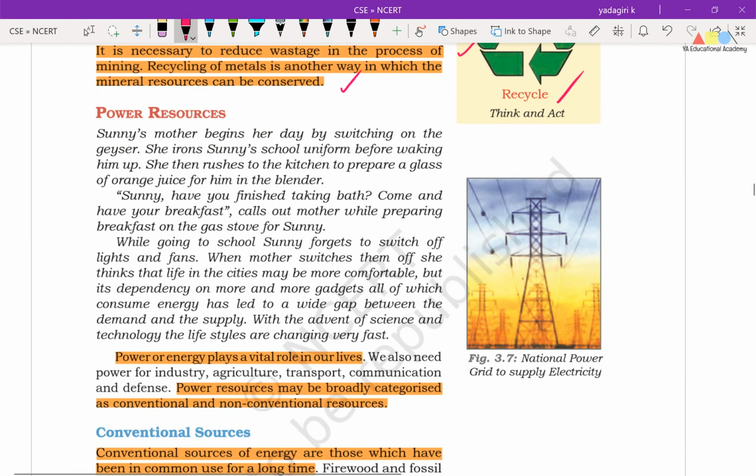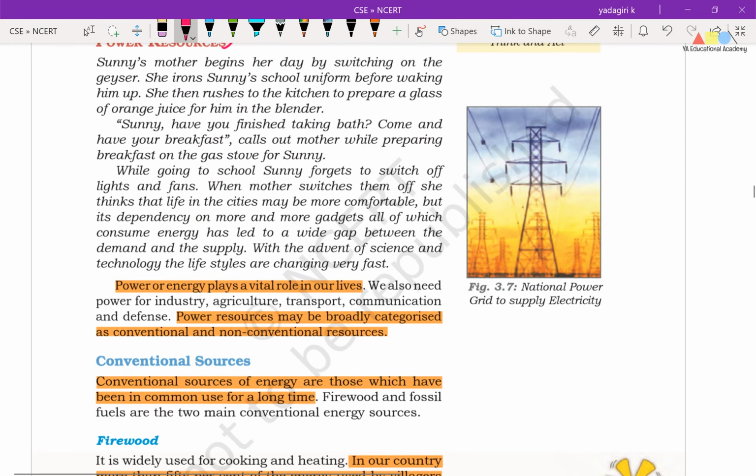Right, friends, now we will try to understand the power resources. Friends, power or energy plays a vital role in our lives, and power resources may be broadly categorized as conventional and non-conventional resources. Friends, here in this picture you can see a national power grid, a power supply line of the national power grid.